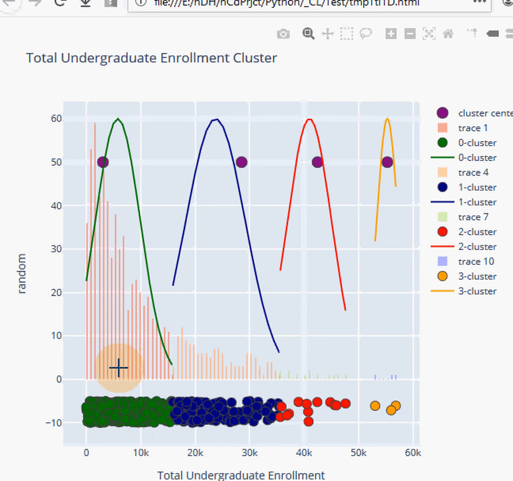In this particular case, with the 2017 data for the public four-year institutions, this is what we got. Those are the data points. Different institutions have different numbers of total undergraduate students, and all those are the institutions.